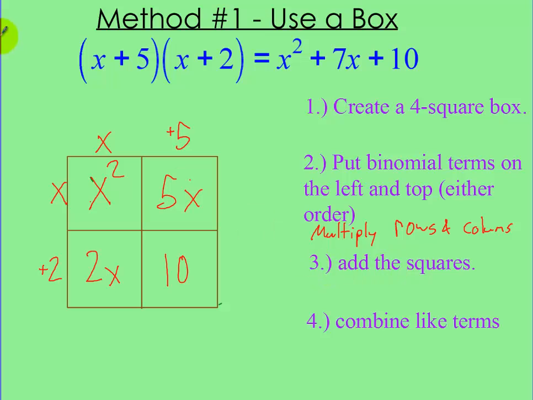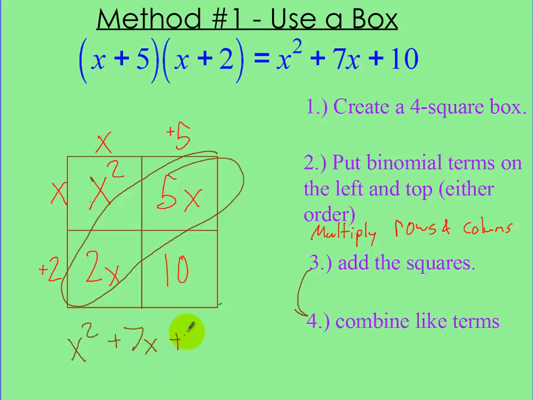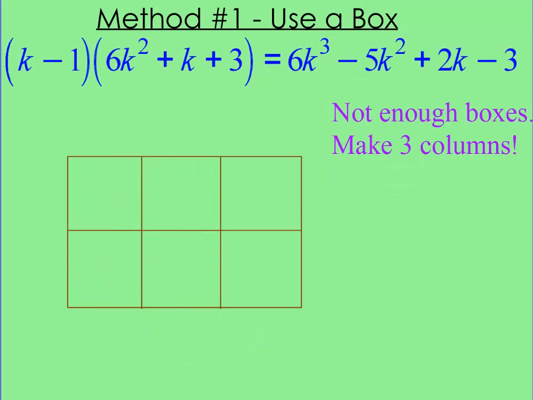Now what I want you to do is add all these squares up. And while you're adding, you're going to also combine like terms. So these two steps should actually be together. So you add the squares and combine like terms. The neat thing is that usually this diagonal is going to be like terms. So if I'm adding these up, I'm going to get an x squared from this top one. 2x plus 5x is going to be 7x, and then a 10. So x squared plus 7x plus 10, which is what I got. All right? Let's look at another example.